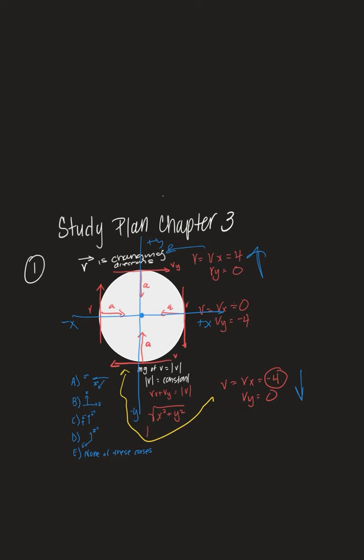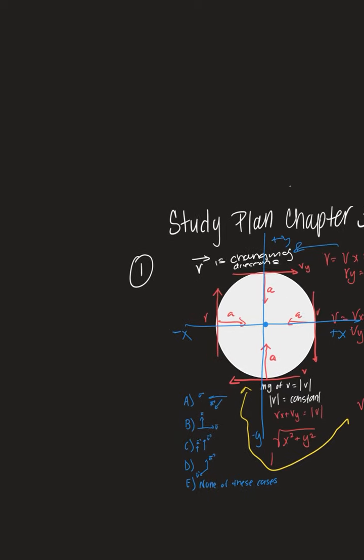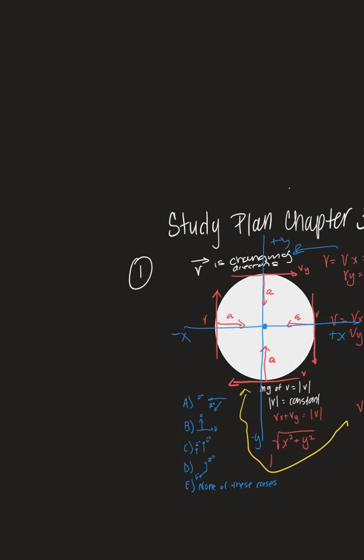Now here, because it's on the positive side and the negative side of the y-axis, you'll see V equals Vx equals 0, Vy equals -4. So over here, you will get V equals Vx equals 0 because it's 0 on the x-axis, and Vy equals +4 because it's traveling up.